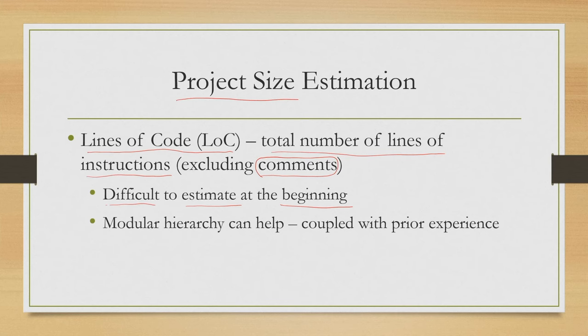Another way to overcome it is to make use of the modular hierarchy. This requires you to first design the system in terms of modules and then go for estimation. Anyway, this cannot be done at the very beginning. It has to be done after some progress is made in the development process, namely requirements are gathered and we have arrived at the design stage. If we want to avoid that, then probably we have to rely on prior experience.